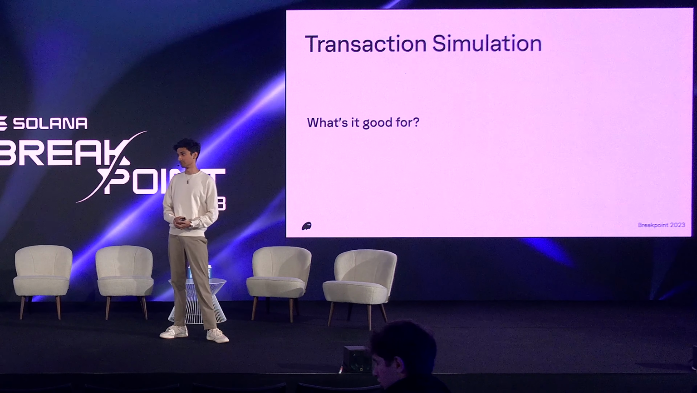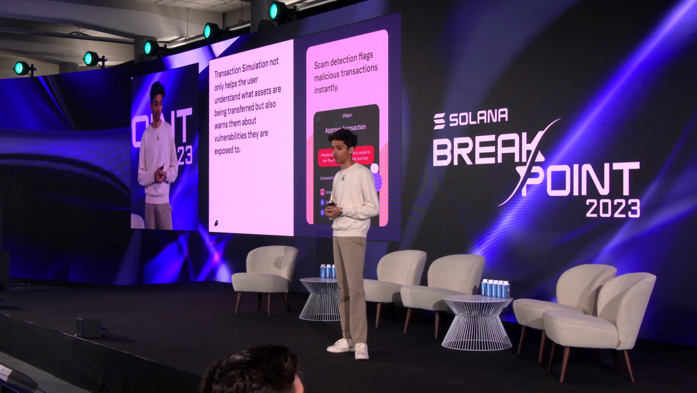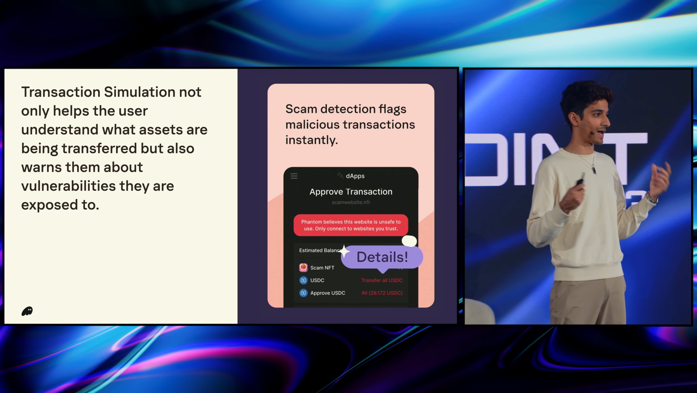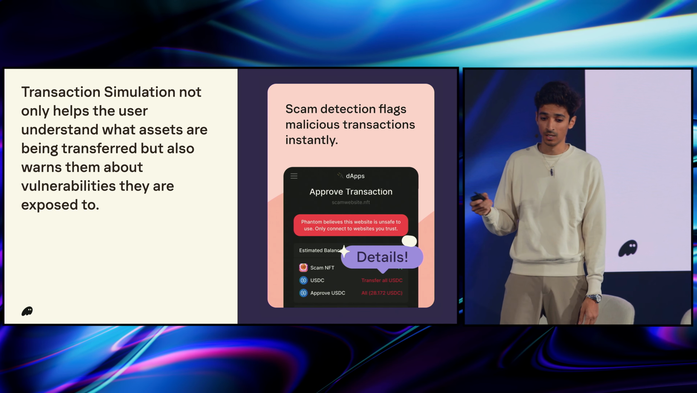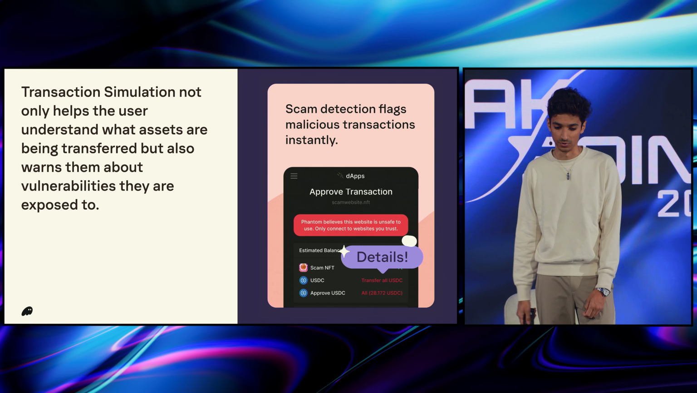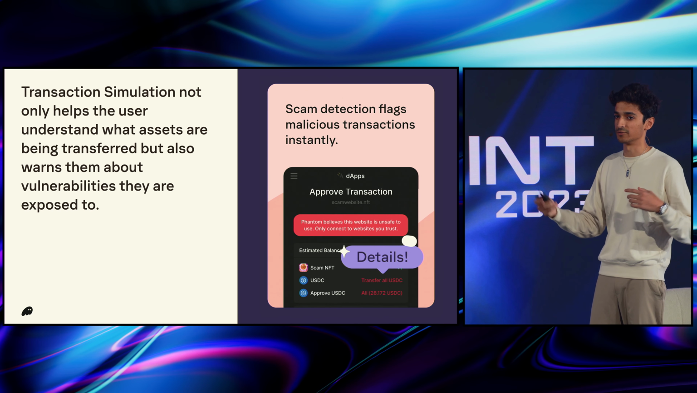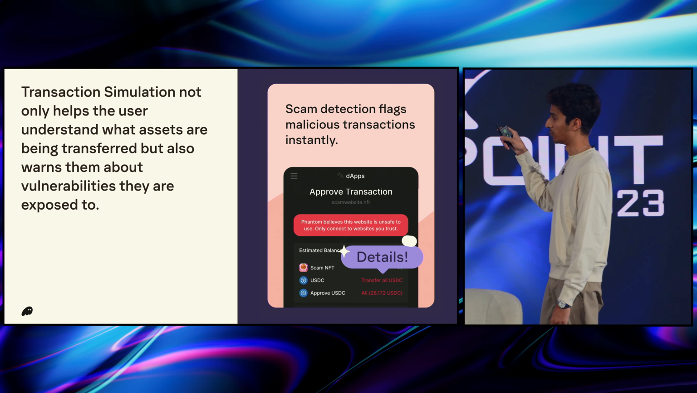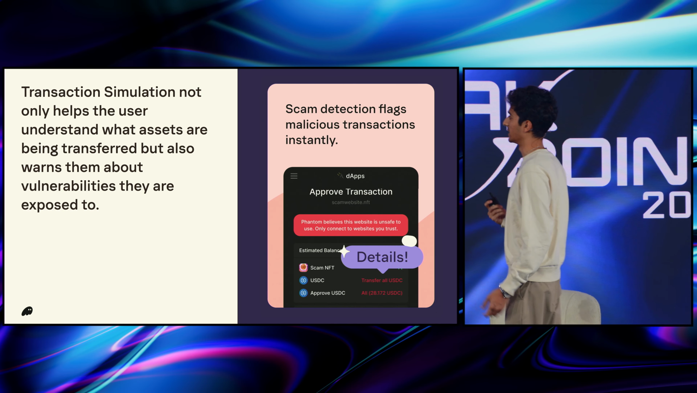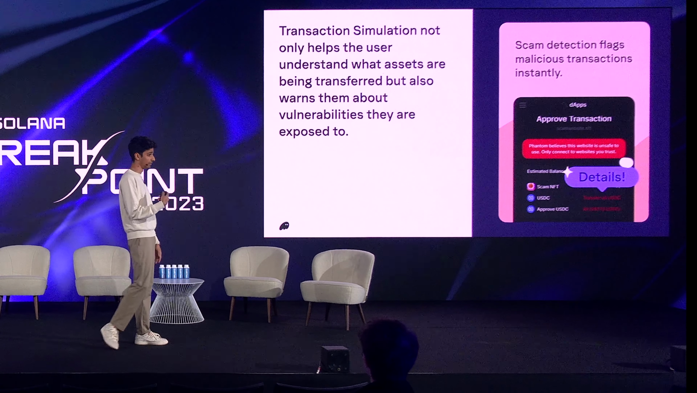So transaction simulation. What is transaction simulation, and why do we need it? What is it useful for? Transaction simulation is not only useful for users to understand what assets are being transferred to and from their wallets, but it also helps them understand what kind of vulnerabilities they are exposed to. As you can see on the right, sometimes when you're signing a transaction, you see these red boxes or yellow boxes that indicate what kind of vulnerabilities you're exposed to before you sign a transaction.